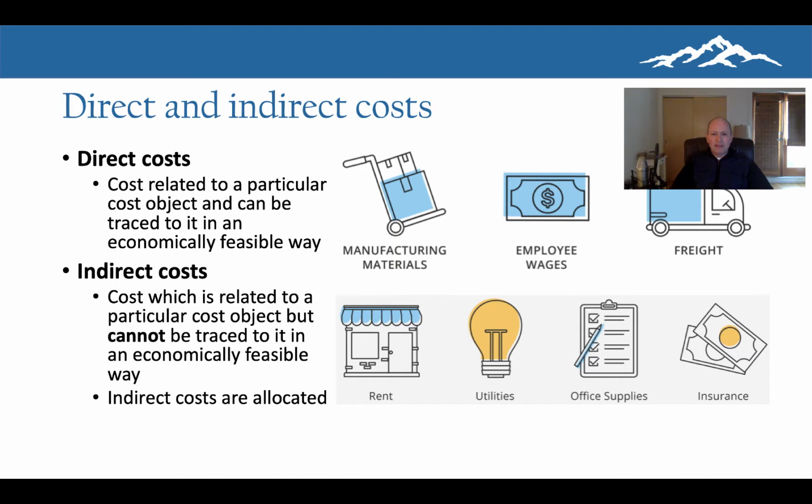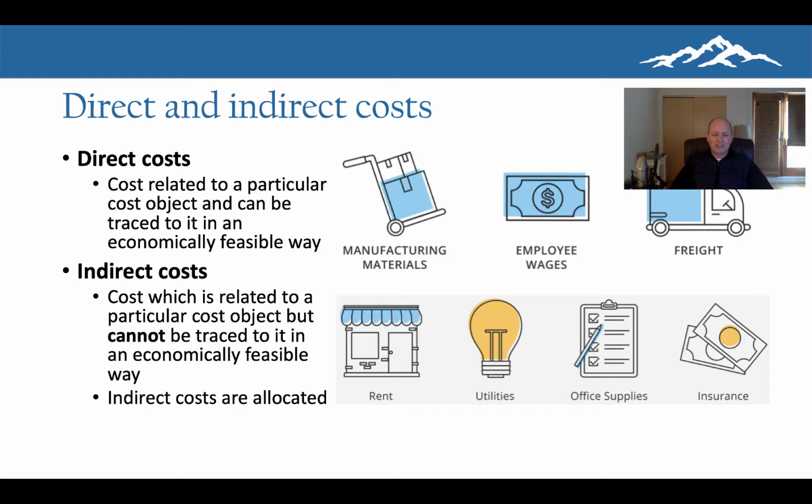Some examples of direct costs: manufacturing materials, right? If you're building refrigerators, you need the steel frame, you need the refrigerator coils. Employee wages, these are employees that are in your factory making that refrigerator. And even freight, right? The freight that the folks who make the refrigerator coils, they're sending those coils to you, you're paying freight on them.